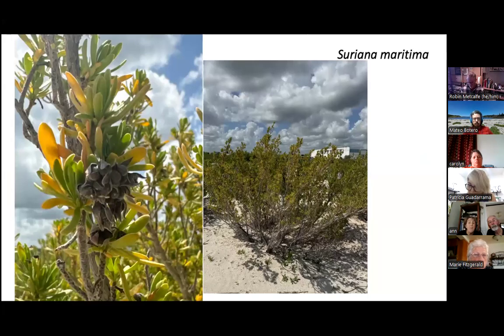And Suriana is a plant I like. It smells particularly delicious when it blooms.